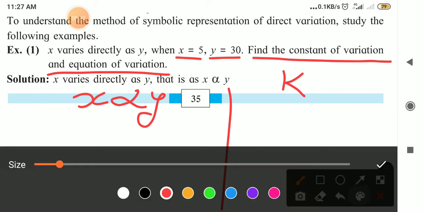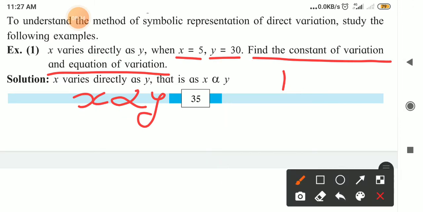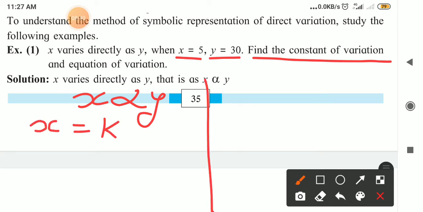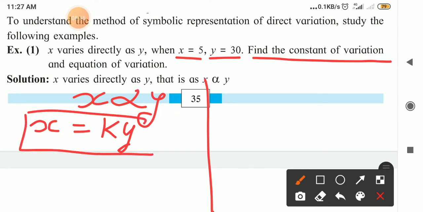Now I want to remove the direct proportion sign. So for that I will take a constant here, so x is equal to ky, and then x upon y equals k. If this much is also written, then also no problem. Otherwise this is called the equation of variation. Here we have to write k is the constant of variation.